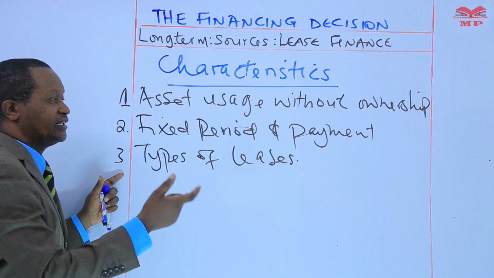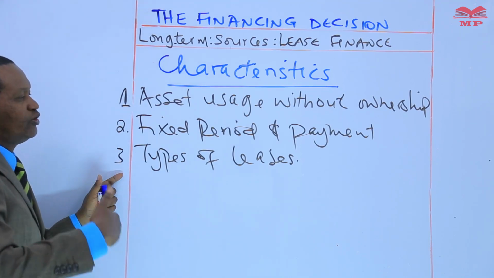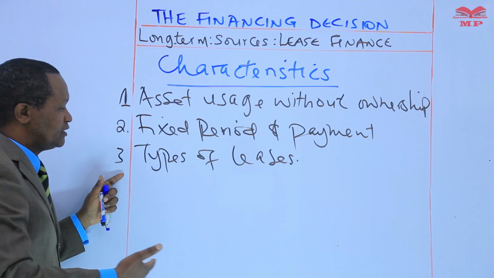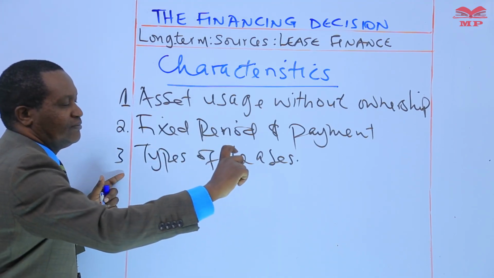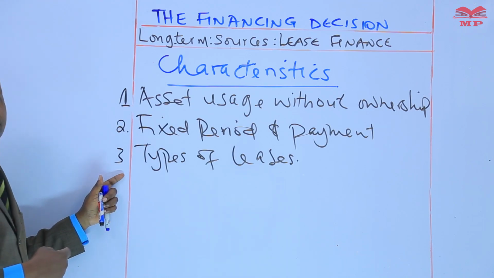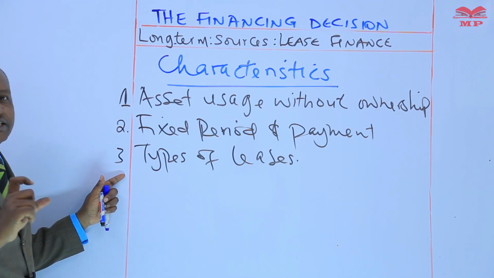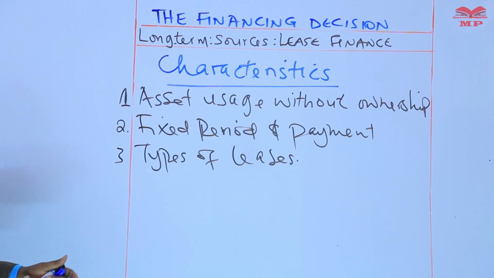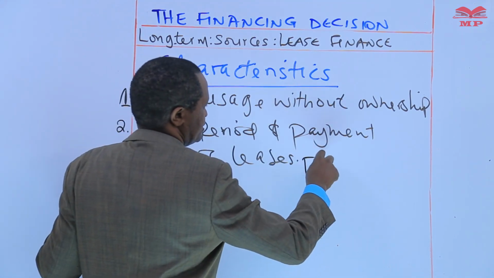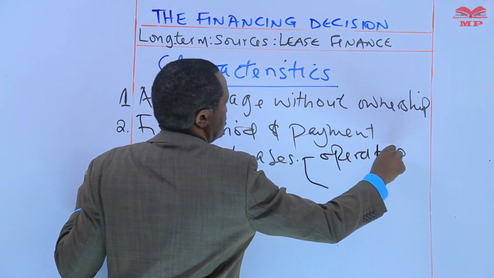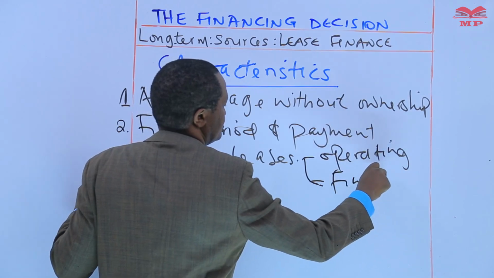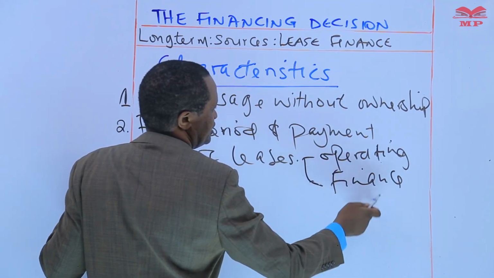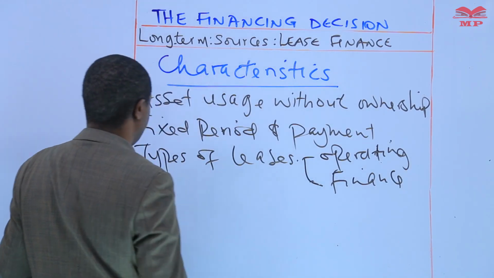Operating leases operate like rental payments. The lessee makes lease payments over a period of time, but at the end of the term, the asset is not transferred to the lessee. On the other hand, the finance lease transfers ownership to the lessee at the end of the term. So here there are two types: operating lease agreement and finance lease. This one is short term, this one is long term. In this one, at the end of the lease agreement, the asset is transferred to the lessee. Operating lease is more like rent payment.